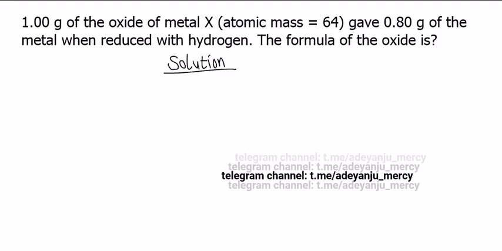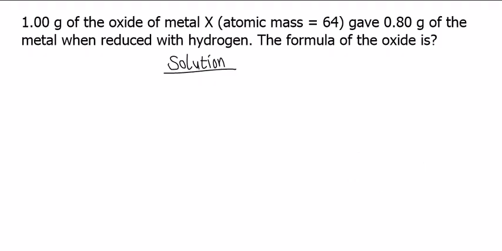Going back to the question, we have been asked to determine the formula of the oxide. So in this case, we've been given the mass of the oxide and the mass of the metal. That means the mass of oxygen, which is the second component of the oxide, is unknown. So the first thing to do is to determine the mass of oxygen present. Then from there we will determine the mole ratio of the metal to oxygen, which we are going to use to get the formula of the oxide.